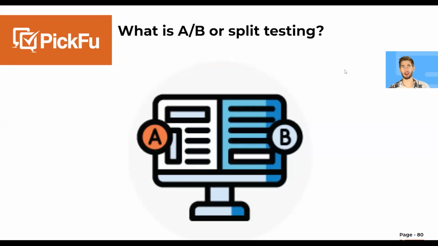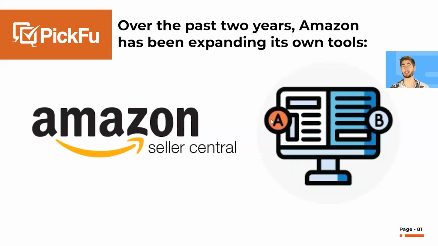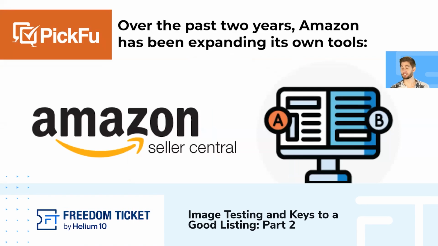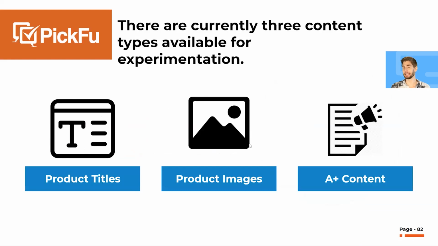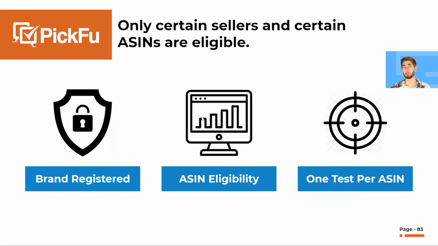A/B testing. I'm not going to talk at all about PickFu. You can use it inside of the Helium 10 tool, but there is a tool that everyone should be using as soon as you can as a seller, and that's called Managed Experiments. So basically, over the past 2 years, Amazon has been rolling out a tool inside of Seller Central that's free, and it's available to most sellers, that lets you test different versions of your product title, of your product images, actually only your main image, and your A+ content. So you can upload different versions of these into Seller Central and get real feedback in terms of which one works.